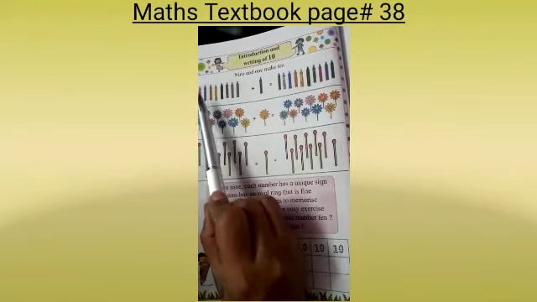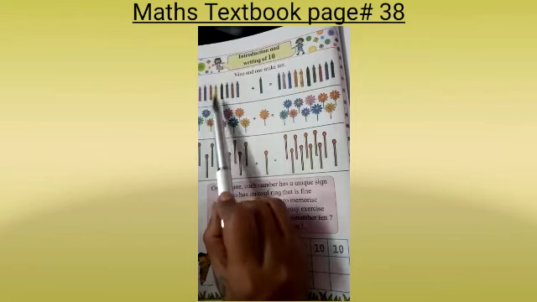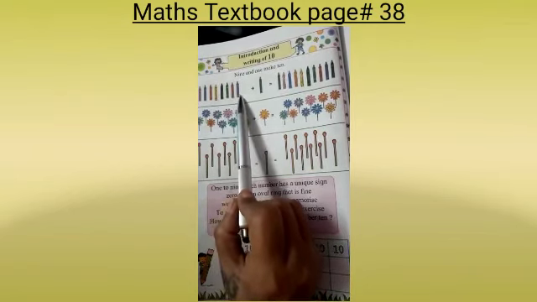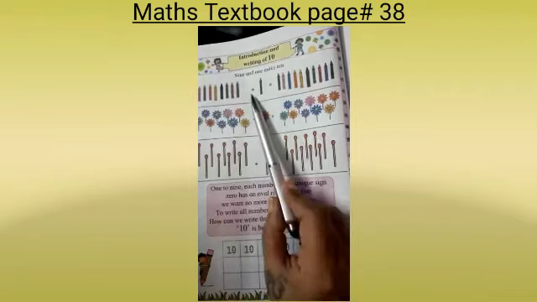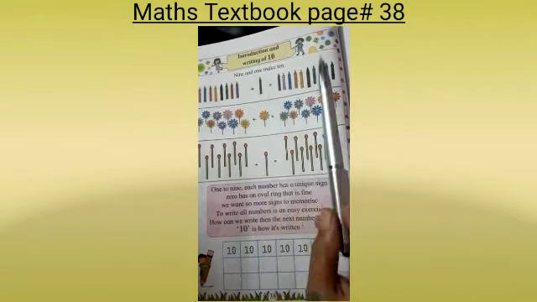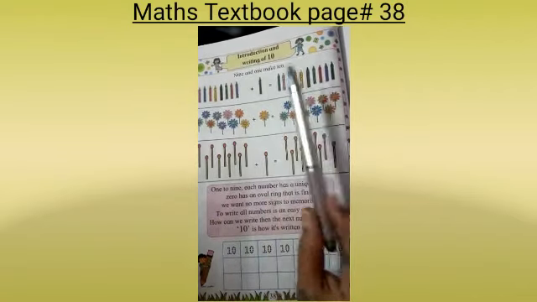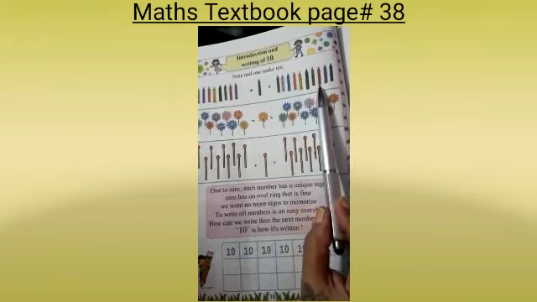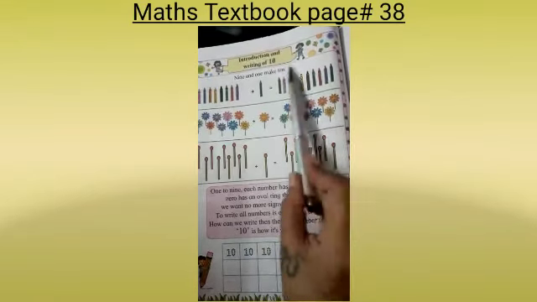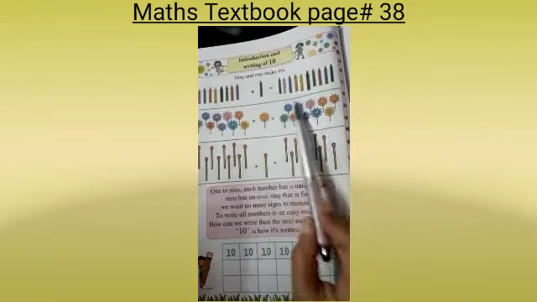1, 2, 3, 4, 5, 6, 7, 8, 9, plus 1. So now total how many crayons? 1, 2, 3, 4, 5, 6, 7, 8, 9, 10. So in total now we are having how many crayons? We are having 10 crayons.